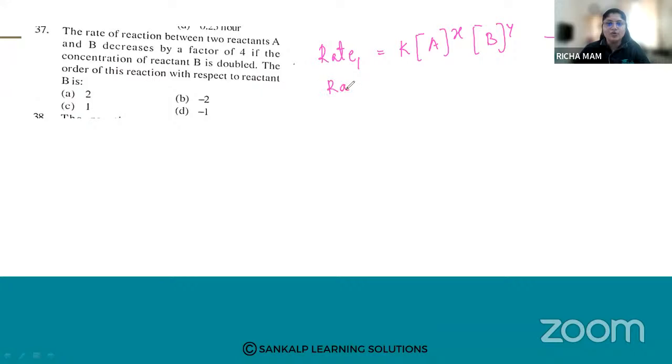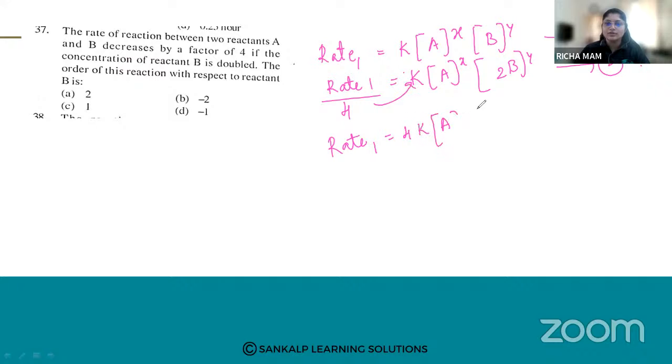Now, if the rate of a reaction between two reactants A and B decreases by a factor of 4, then the concentration of A is the same, but that of B will be doubled. So B will be doubled. Now, how can we write this? We can write it as the rate of the first reaction multiplied by 1/4, which gives k[A]^x (2B)^y.